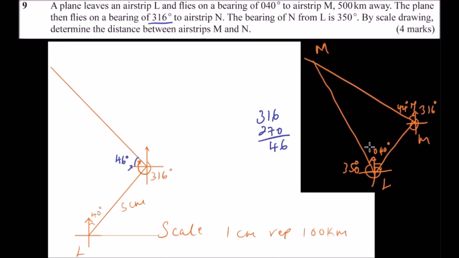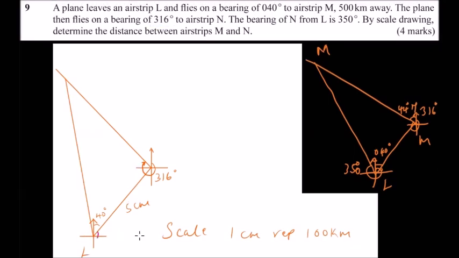So the next thing is, we are told the bearing of N from L is 350. So you come at L and measure an angle of 350, which is the same as 10 degrees in the anticlockwise direction from the north, and that will give you the line which you will cross with this one. Then you will be able to measure the distance between airstrip M and N. So let's do that. When you measure an angle of 350, that is where you go, you draw your line, which you meet with the line from M.